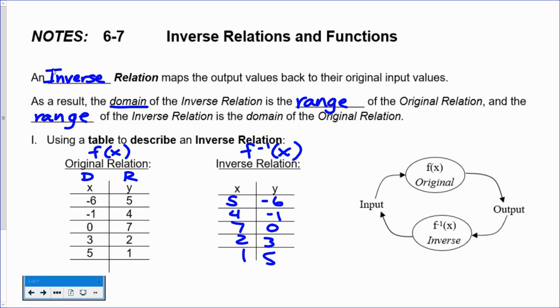And this is just a little visual over here. So my input would go into the original. So what you plug in, here's what you get back out. And then it just kind of flows through with the inverse. And this f to the minus 1 of x means inverse. So that's important that you understand that means inverse when you see it.